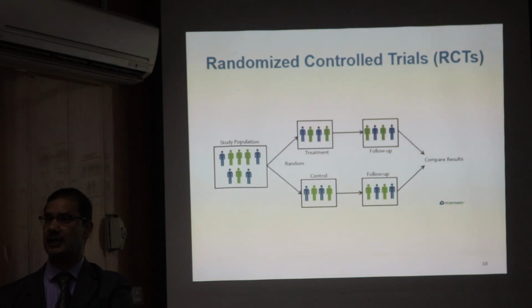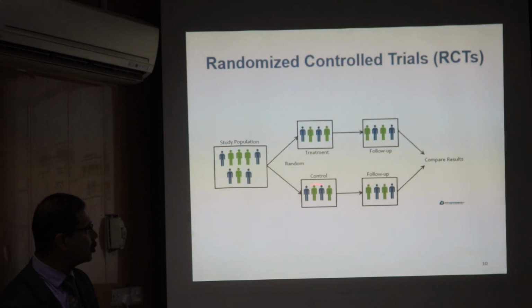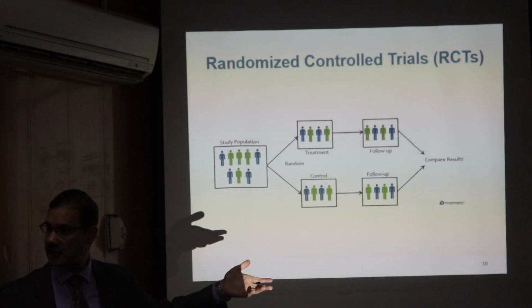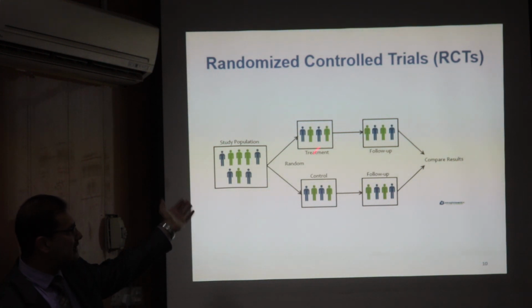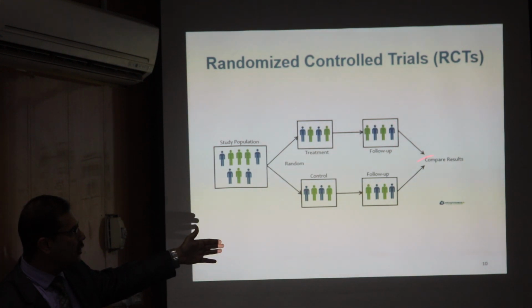For example, if we want to test valsartan as a new medication, this group gets valsartan, this group gets captopril, conventional, okay? And we compare. We follow those in the future, maybe 6 months, 1 year. And then we compare the results.